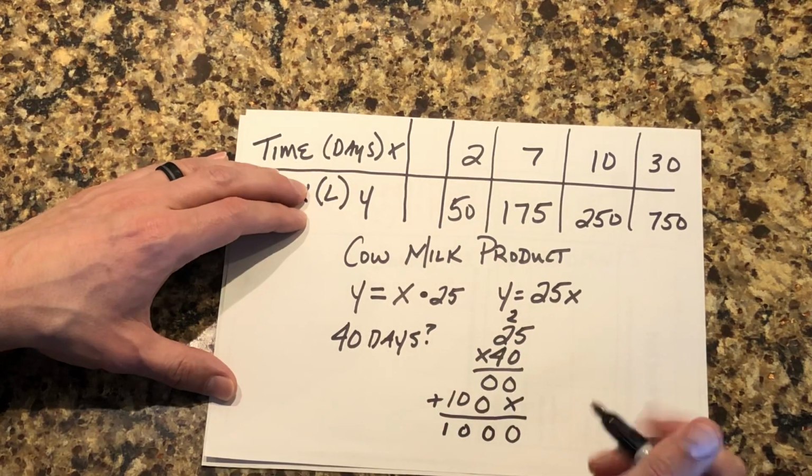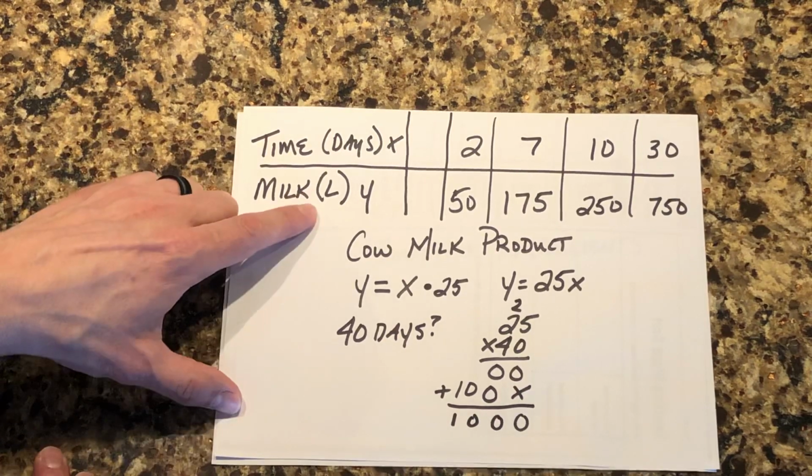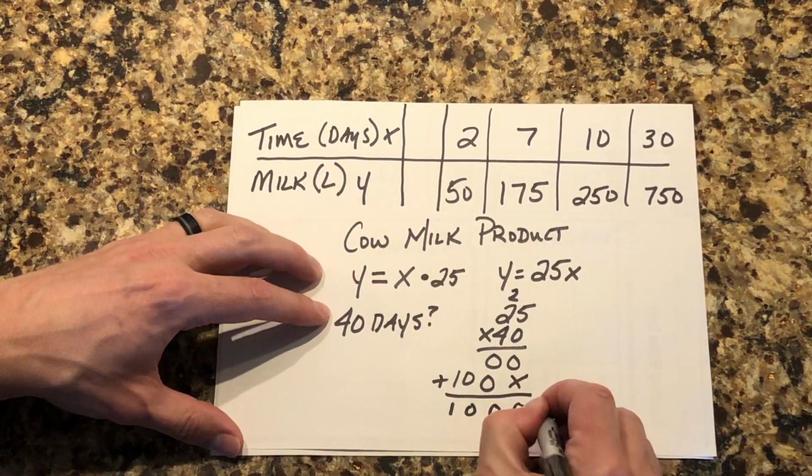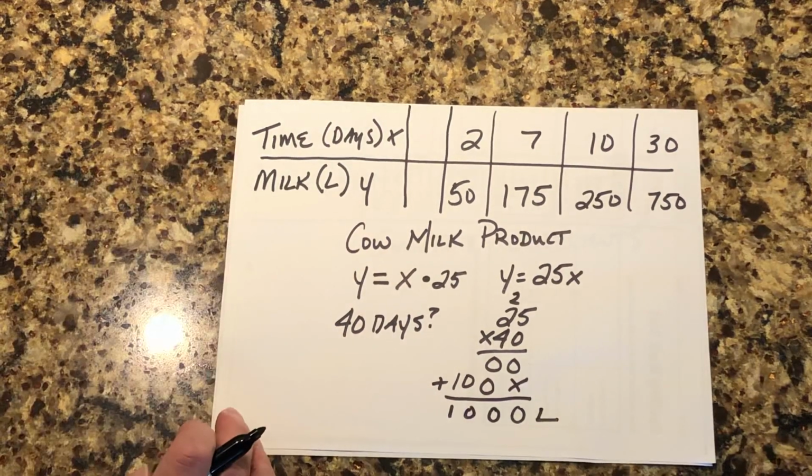And I drop that 1, and what is my label for the amount of milk? According here, it's an L, which stands for liters. So I know in 40 days that one cow can produce 1,000 liters of milk.